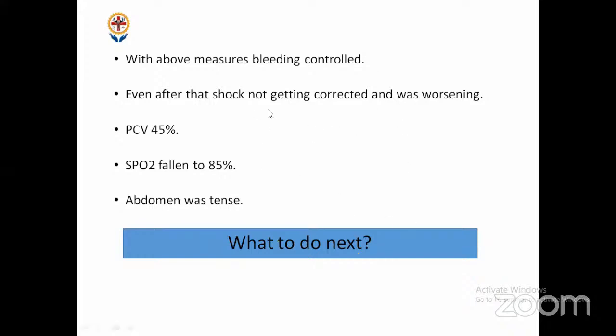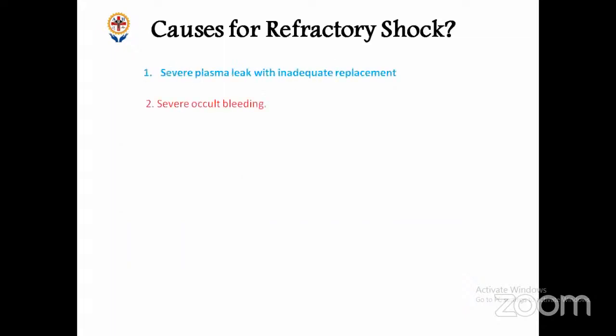So what do you want to do next? SpO2 is falling, PCV is okay. We have improved PCV by giving blood transfusion, but shock is still not corrected. The abdomen is getting tense. What to do next? So this is a scenario of refractory shock. We have corrected everything, but it is still refractory shock. What are the causes of refractory shock? The most important is inadequate plasma replacement, inadequate replacement of the leak. The second is occult bleeding. We have given fluids, we have given blood, but still we are not improving.